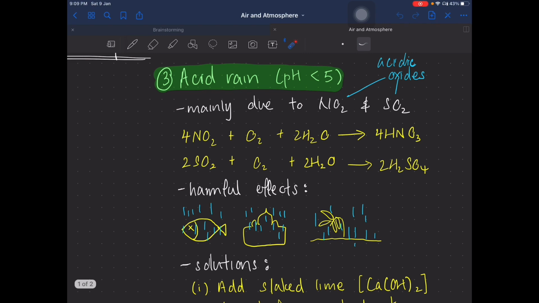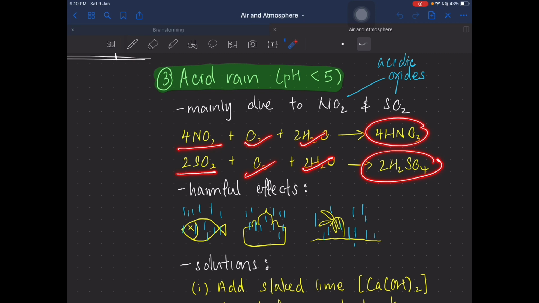Acid rain is mainly due to nitrogen dioxide and sulfur dioxide. Just a recap, these are your acidic oxides. So how did acid rain arise? When you have nitrogen dioxide or sulfur dioxide in the air, they can combine with oxygen as well as water in the atmosphere. During rain, as the water mixes with all these different gases, it can generate acids, as you see over here. So you have your nitric acid as well as your sulfuric acid. When these two fall onto surfaces and organisms, that's when they cause problems.